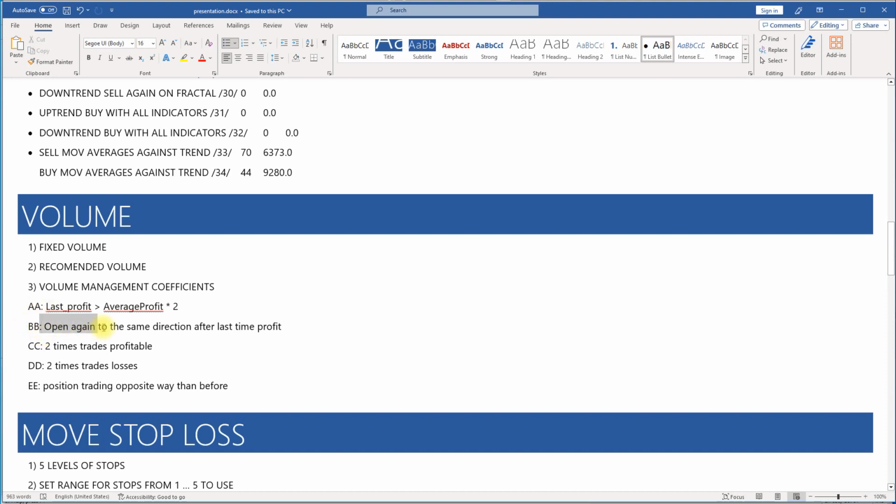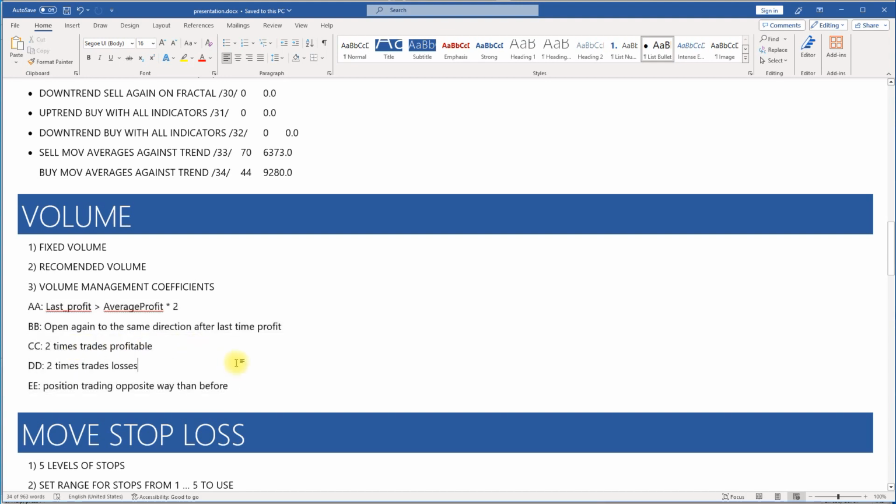Or if it's the same, like you had a successful position long, and now again a long should be opened, there's another coefficient. If the trade is 2 times more profitable, there's another coefficient; if 2 times trade losses, another coefficient. A position trading the opposite way, meaning it was a sell and now it's a buy, or buy and sell. So that's 1, 2, 3, 4, 5 conditions.